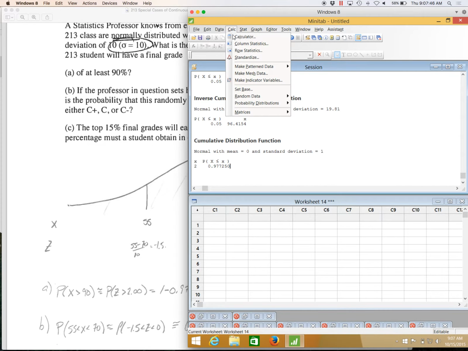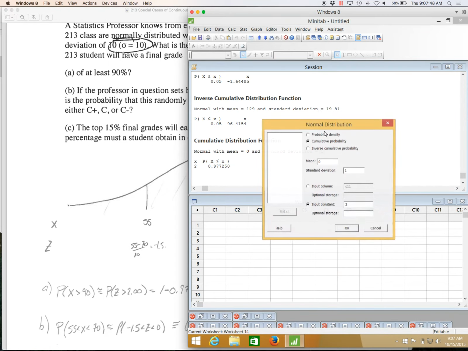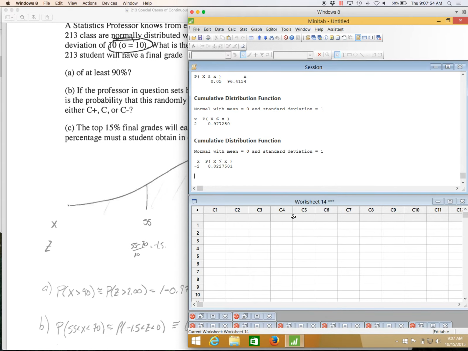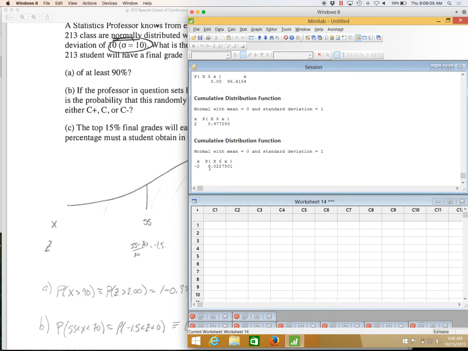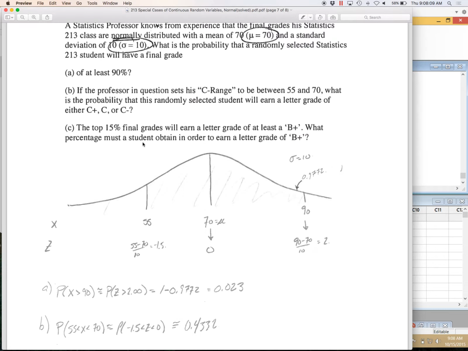Okay, the other trick that you can do, of course, is instead of using positive 2, if I use the mirror image of positive 2 and put in negative 2, really what I get then is some value around here. It's the mirror image of this tail, and I don't have to do the 1 minus. Okay, so I've got the probability of that is something like 2%.